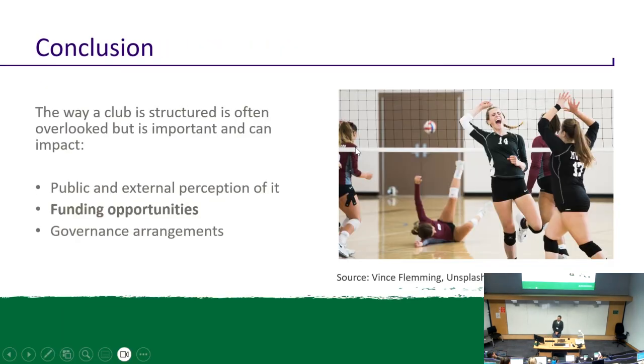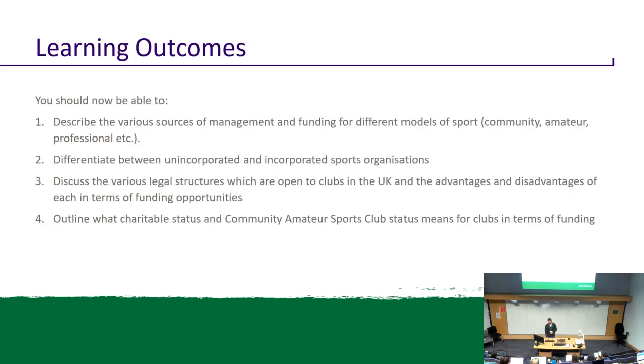So, to conclude, the way the club is structured is really important from a legal perspective, but also from a finance perspective. The thing that we're focusing on here is the funding opportunities that come from the way the club is structured. You might have to pay tax if you're set up as a company as well, and the governance arrangements as well. Hopefully, you'll be able to describe the various sources of funding for different models of sport. You'll be able to say the difference between an unincorporated and an incorporated, discuss the different legal structures, and outline things like community amateur sports club status as well.